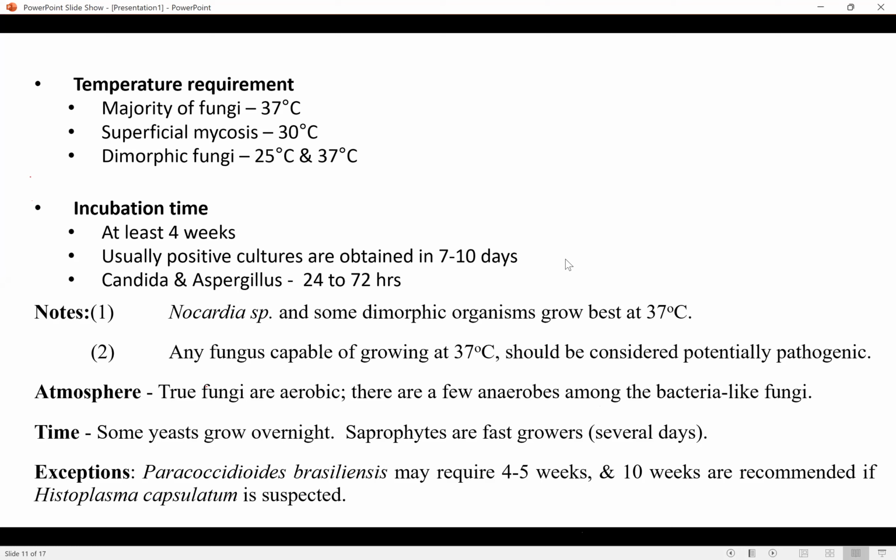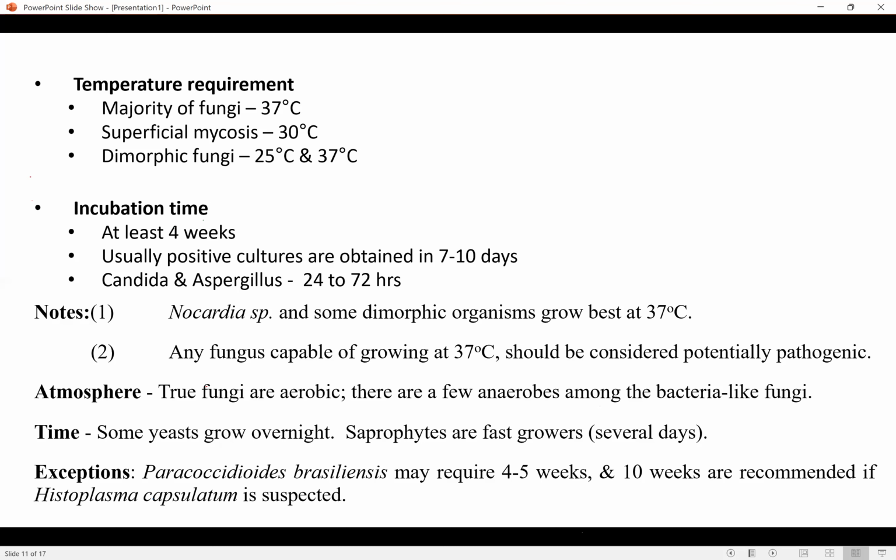After preparing our media, after inoculating our media, we'll need to incubate. So we need to pay attention to the growth requirements of the organism before we can achieve sufficient growth within a limited time period. So how do we do that? We need to know the best optimal temperature for growth of the organism.